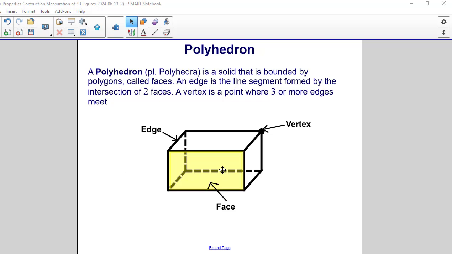In this picture, you'll notice highlighted here is the face. An edge is a line segment where two faces meet. And then a vertex is where three or more edges come together.